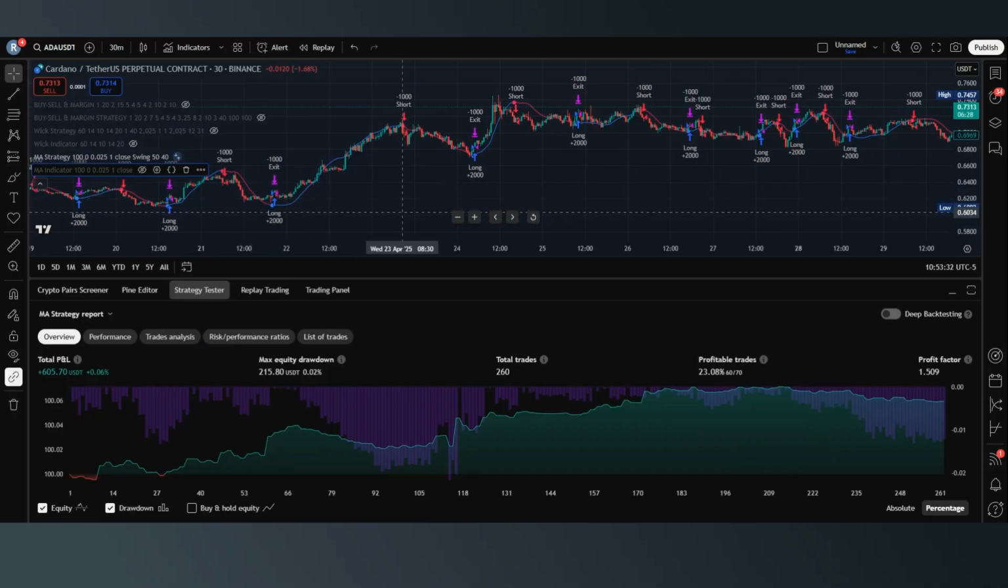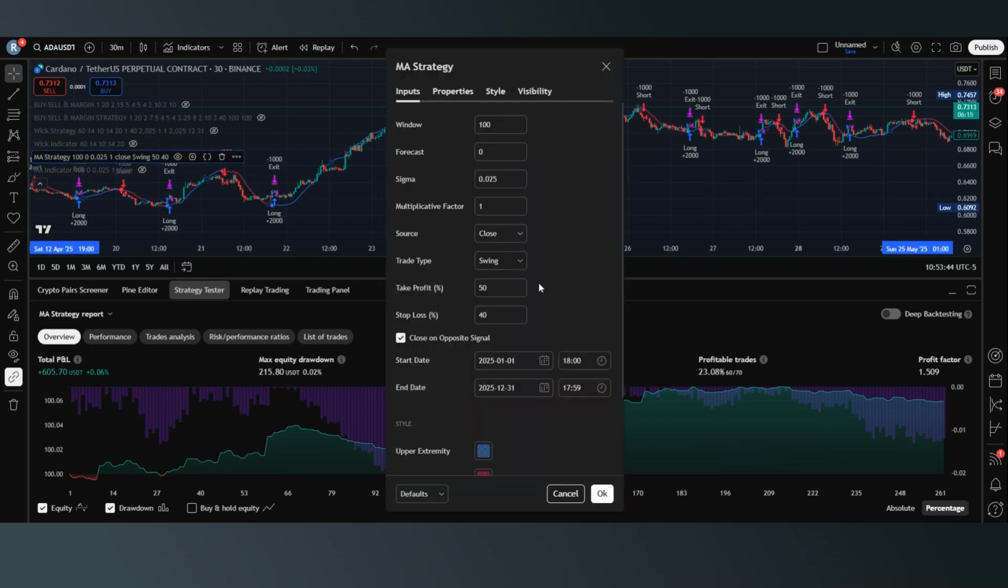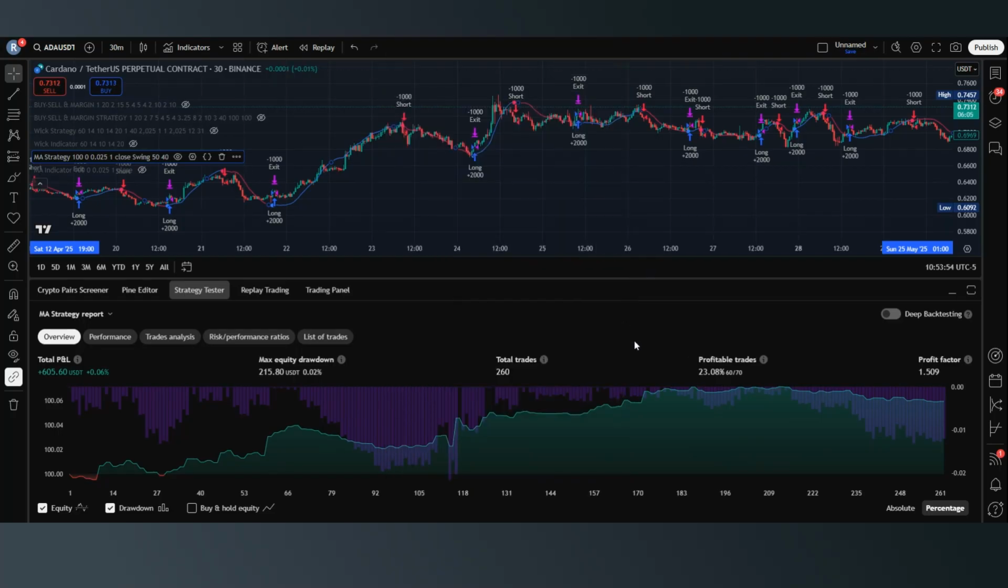So as you can see on here, we have multiple trades. I did the settings for this. Like I said, it's a 30-minute time frame with ADA, and the way that I have the back test settings set up is I've applied this to start back testing from the beginning of the year to the end of the year of 2025. As per those settings, we have about 260 trades, 23% profitable, profit factor 1.5. Now, these numbers, as you can see on here, we have really good green marks across the board.